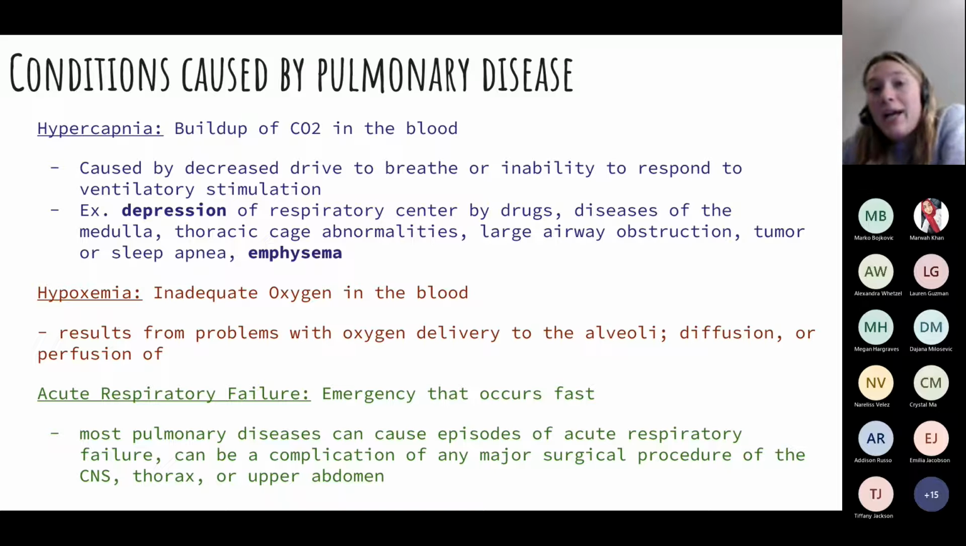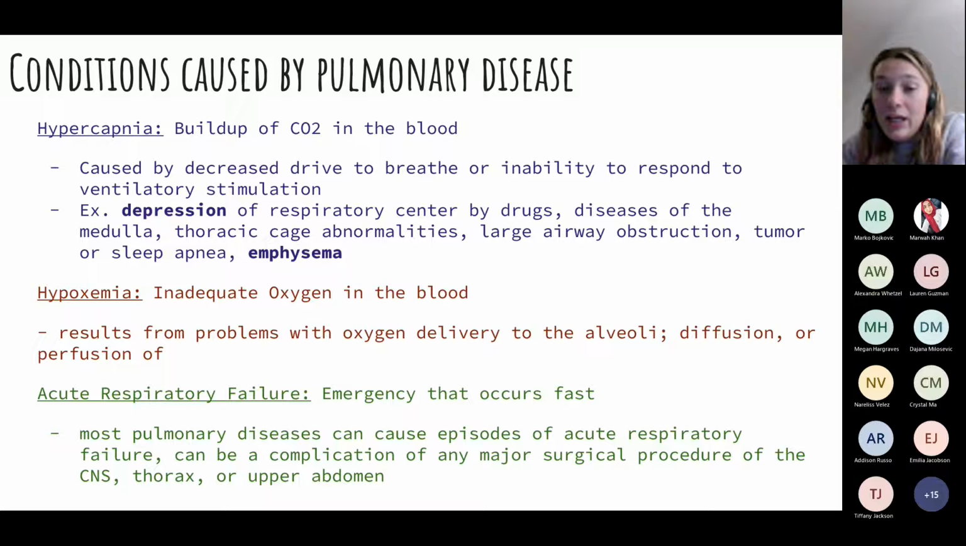Whenever you see hypercapnia, this is that buildup of carbon dioxide in the blood. So when we talked about respiratory acidosis, think about hypercapnia. Again, it's going to be caused by depression of the respiratory center, what we talked about earlier with respiratory acidosis, anything that's lowering our respiratory rate. Hypoxemia is just inadequate oxygen in the blood. We talked about that.